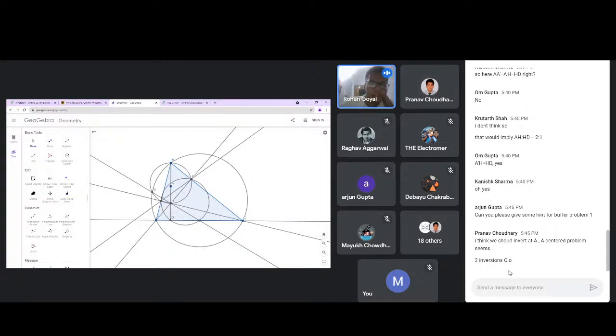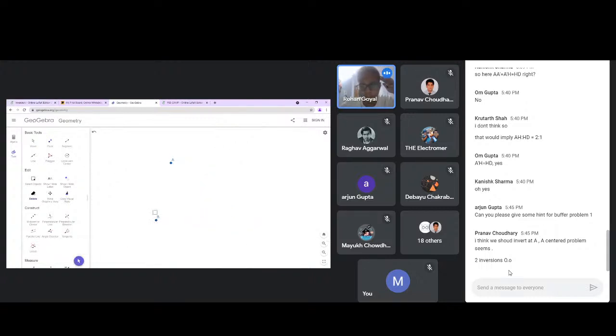Okay, now that we have this out of the way, let's look at another nice inversion. Oh, wow, we spent a lot of time. Did not expect this to go this slow.